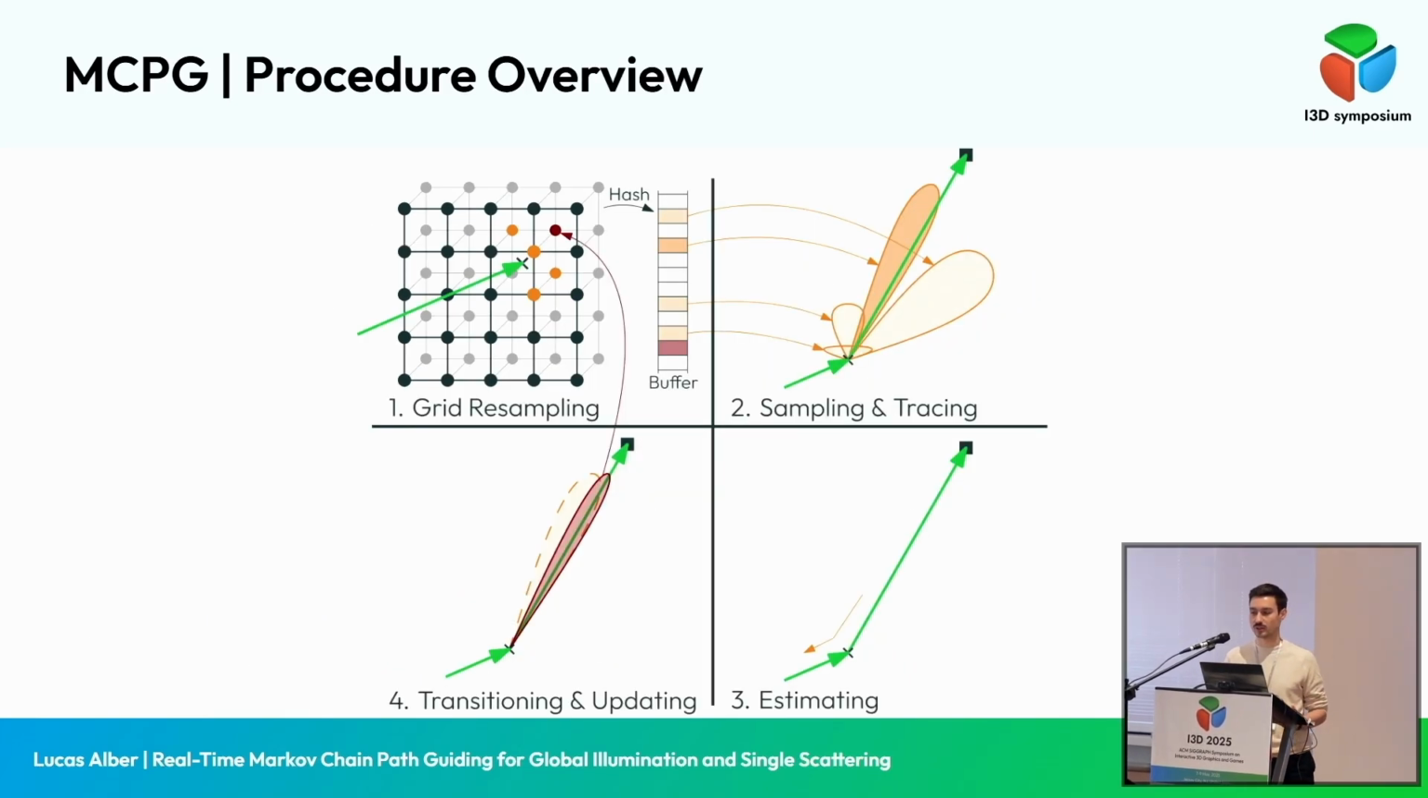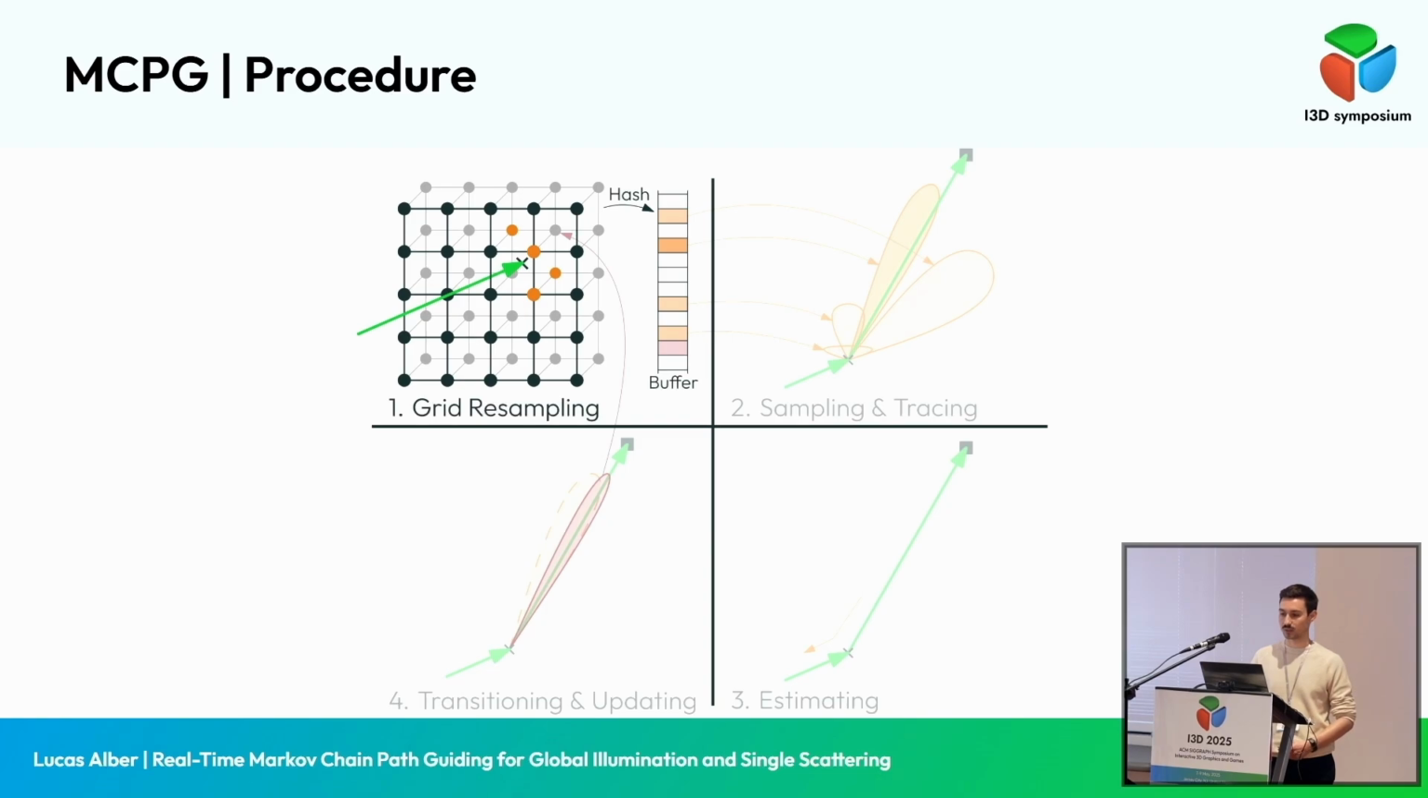This procedure runs for each ray intersection, and for better understanding, I split it into 4 steps here. A resampling step, where we select states from the grid, the sampling and tracing of the selected lobe, the estimation step, where we compute the SMIS estimator, and finally, the Markov chain transition and update. In the first step, we select a few grid vertices, stochastically based on their interpolation weight. We then select one of the lobes using weighted reservoir sampling.